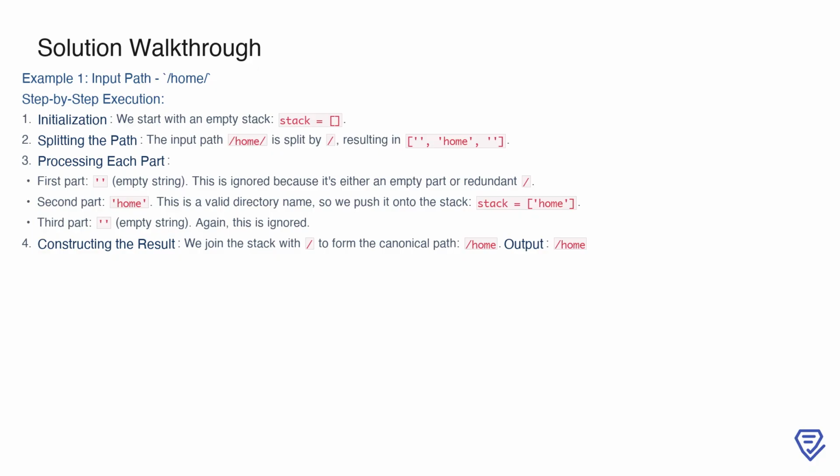The second part is home, a valid directory name. Since it's valid, we push it onto the stack, making the stack now equal to home. The third part is another empty string, which is ignored just like the first one. Finally, to construct the result, we join the elements in the stack with / and prepend a / to ensure the path starts from the root. The result is the canonical path /home, which is the output for this example.